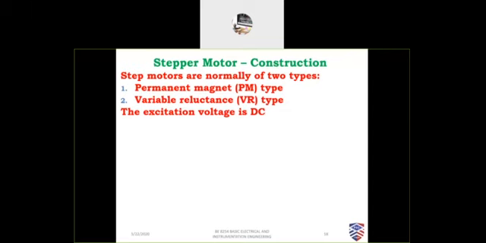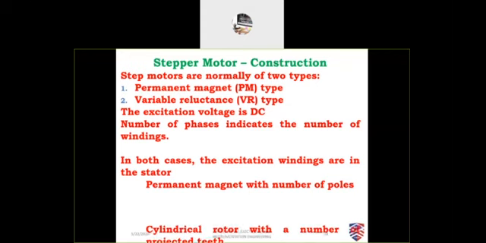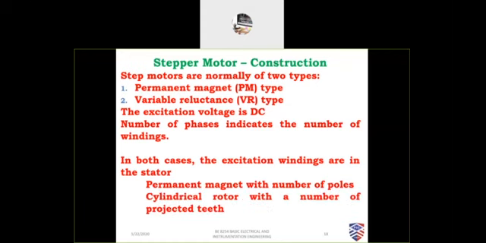The excitation voltage is DC. The number of phases indicates the number of windings. In both cases, the excitation windings are in the stator. Permanent magnet rotor with a number of poles. Cylindrical rotor with a number of projected teeth. Their poles will actually be available, but here only teeth are available. When they come nearer to the stator teeth, they will have a shorter path, a less resistance to the flux.